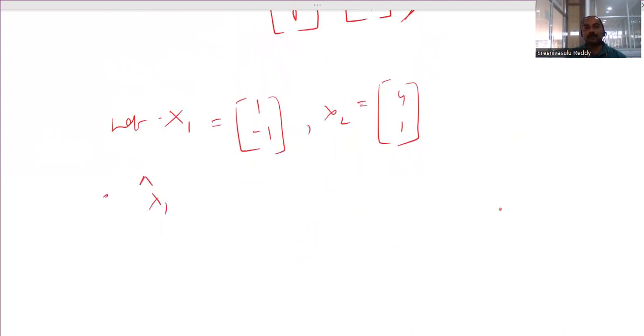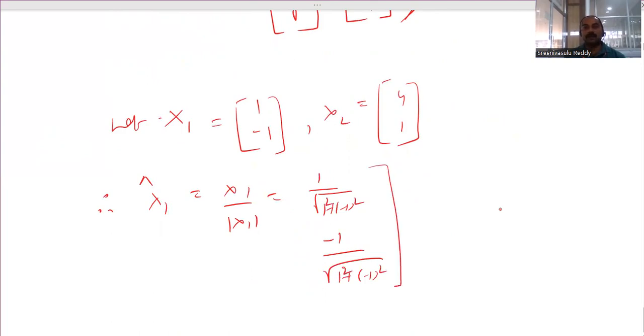x1 cap equals x1 by mod x1. That means 1 by square root of 1 plus (minus 1) whole square, and minus 1 by square root of 1 plus (minus 1) whole square. Don't think badly, it is the square root of a squared plus b squared plus c squared form. So it is equal to 1 by root 2, minus 1 by root 2. This is the normalized form of the first vector.